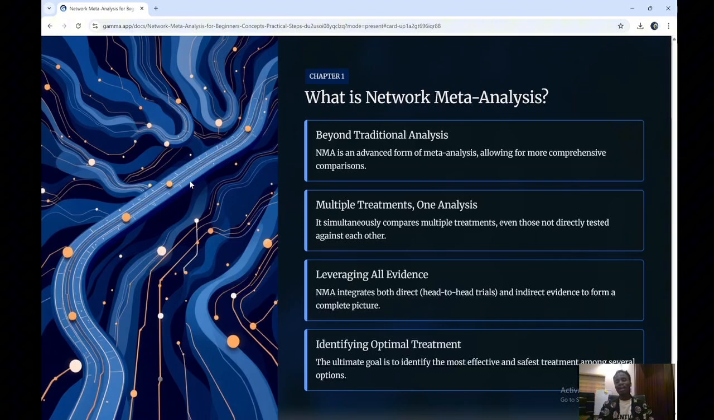The traditional meta-analysis is usually done between two interventions, where we compare class A versus class B. But in a network meta-analysis, we can compare multiple interventions at the same time, either directly or indirectly. Another thing we need to understand about network meta-analysis is that we're trying to identify the optimal treatment. The goal is to understand which is most efficacious or effective, or probably the safest treatment among several options. So it's a very massive area for you to get started with.